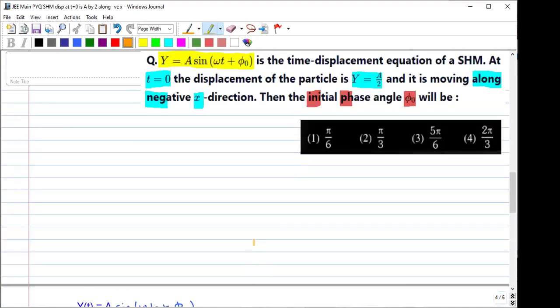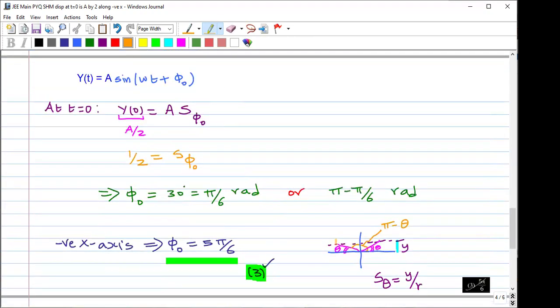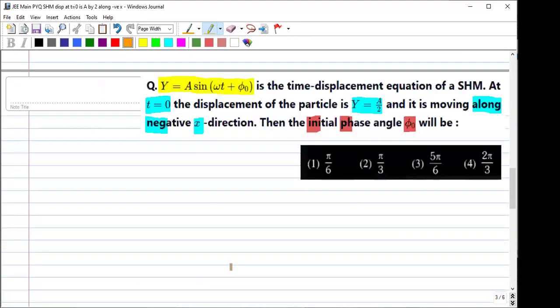But in the question it is given that the particle is moving along the negative x direction. So when it is here, the particle moves like this, so it will move along the negative x direction. Here, the value of x is positive. So they are referring to this second angle. So the initial phase phi naught has to be 5 pi by 6. So the correct answer is 3.